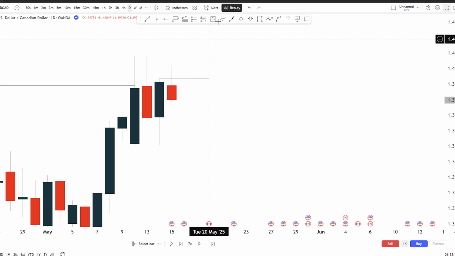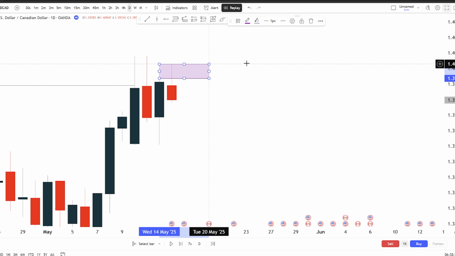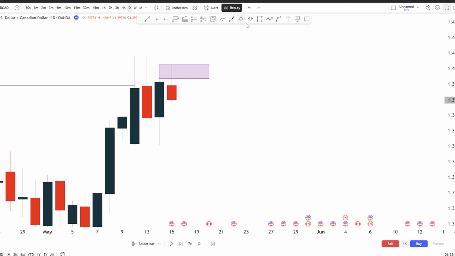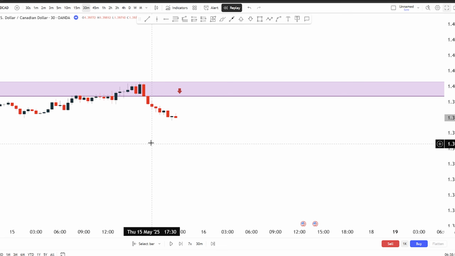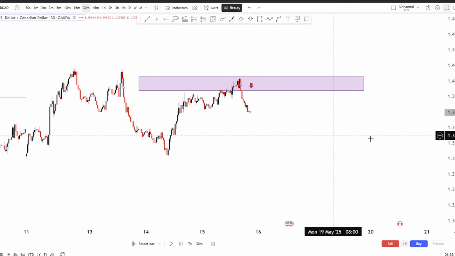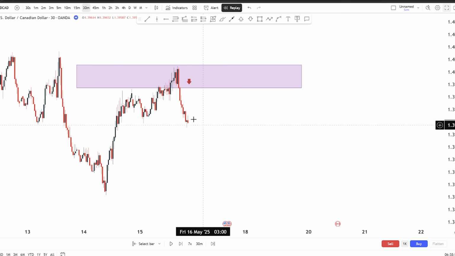So what we need to do right now is look for an entry in the lower time frame to sell in this box here. Because we are on the daily time frame, this is USD CAD by the way, we can use the 30 minute. So right now we are looking for an entry when price returns to this area, in this box here. Let's look at how the market is likely to behave.